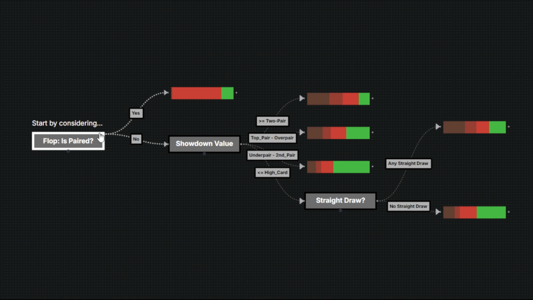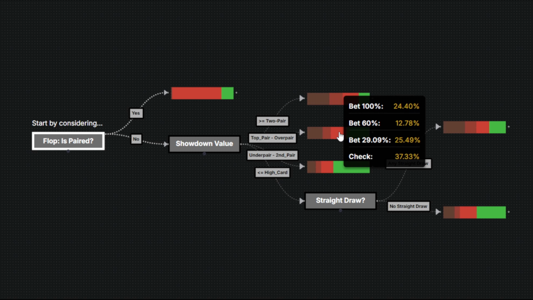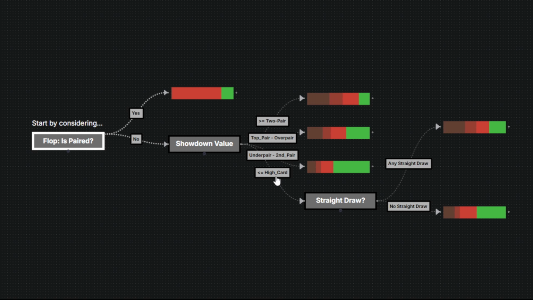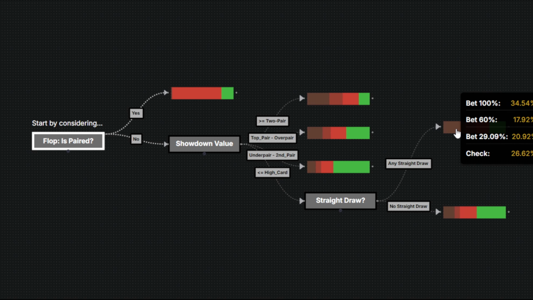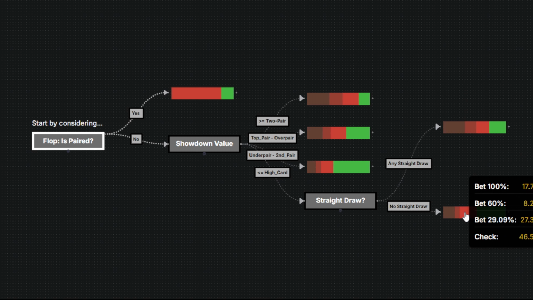If the flop is not paired, we follow this no, and now it wants us to consider our hand strength or showdown value. As we consider that, there's 4 different possibilities it wants us to consider. At the end of each of them, it has a strategy for us to play in that spot, except for if we have a high card. If we have a high card, it then wants us to consider if we have a straight draw or not. And we can see if we have any straight draw, it wants us to play this strategy here, and no straight draw, it wants us to play this strategy here.